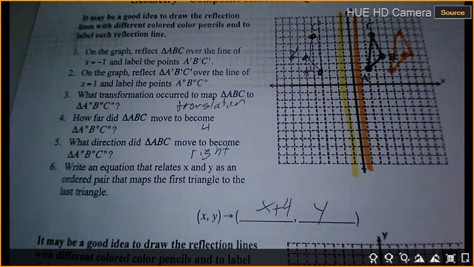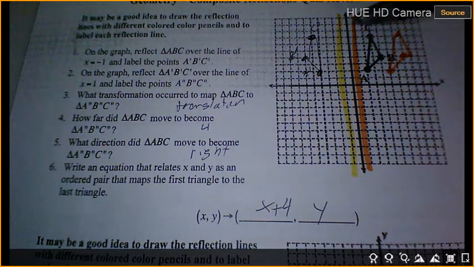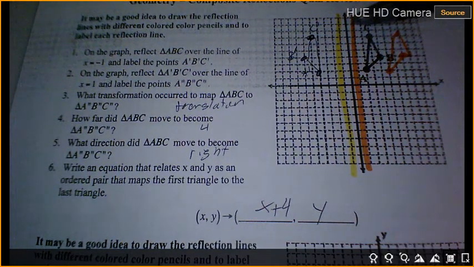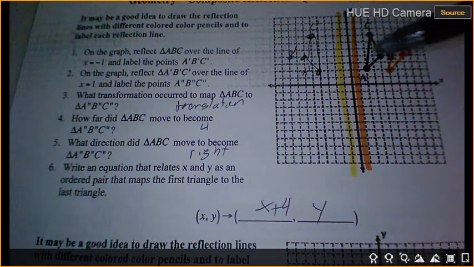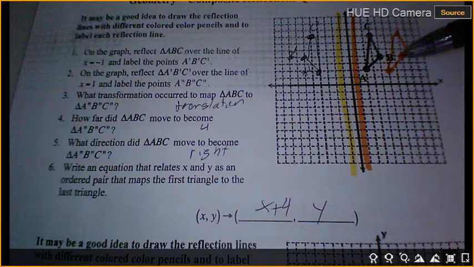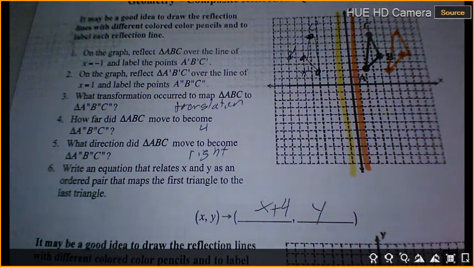Any other questions about this first one? You get how it moved 4. Another way to know that it moved 4, and this is also the answer to number 13, the distance between these two lines is 2. Twice the distance between the two lines is how far this should move over. Okay, so that is also number 13.